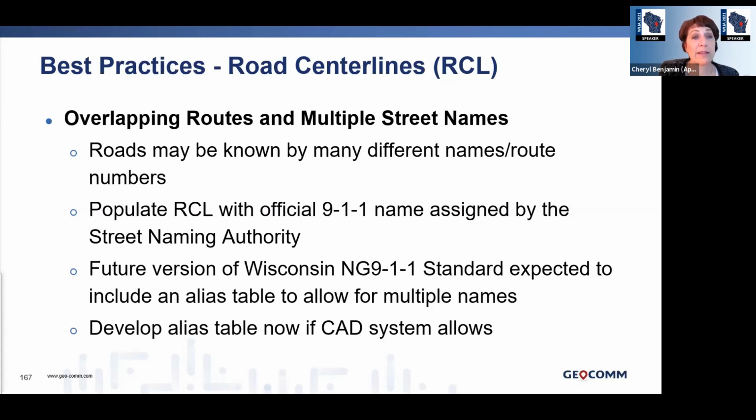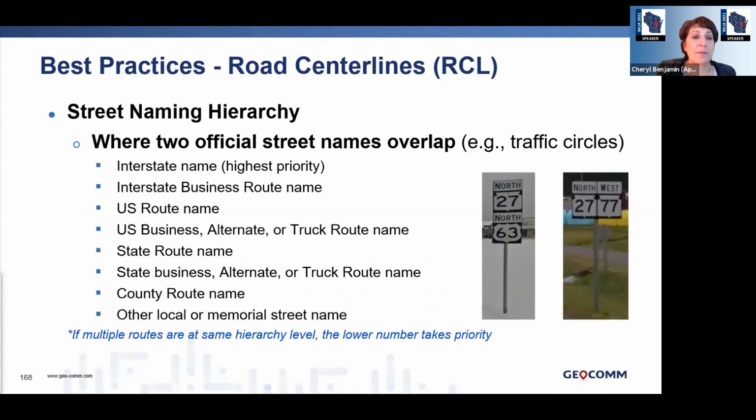I want to show you some examples about what do you do if you have a road where two official street names overlap, such as a roundabout or traffic circles. We know roundabouts are becoming quite popular out there. So we have this stated hierarchy that you would have with your interstate name, and you go down to your other local memorial or street name.